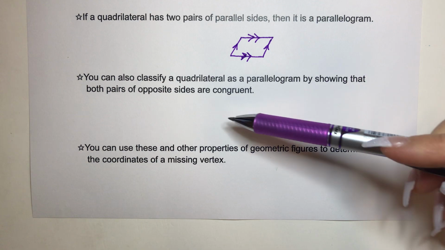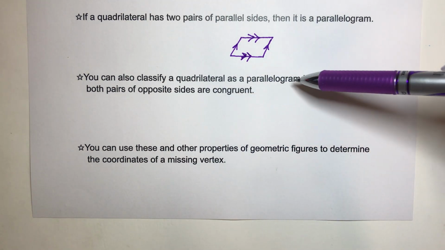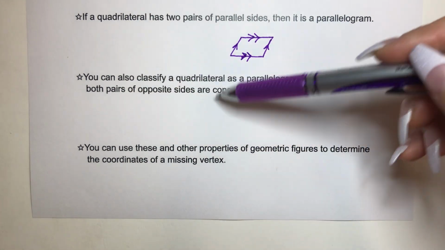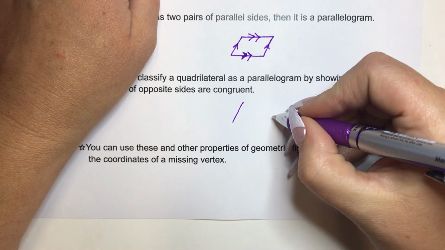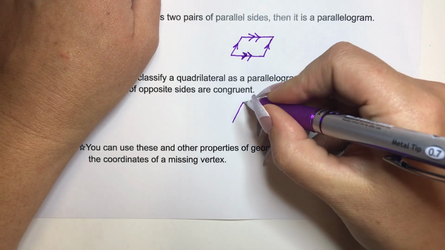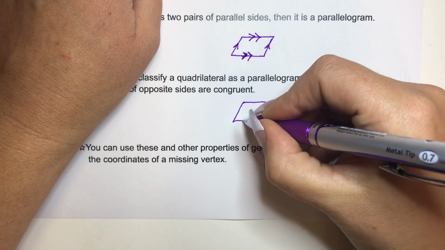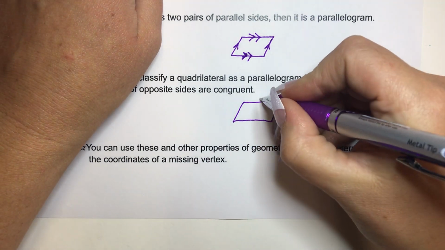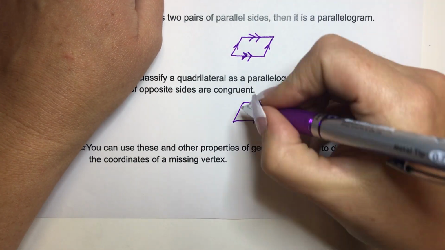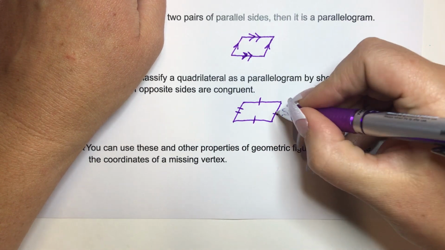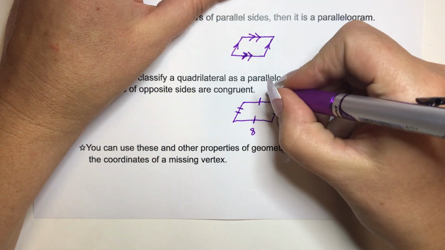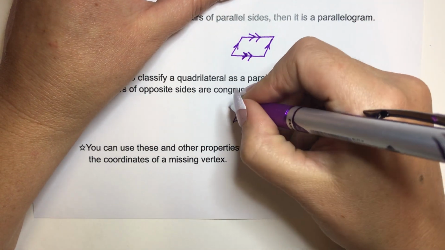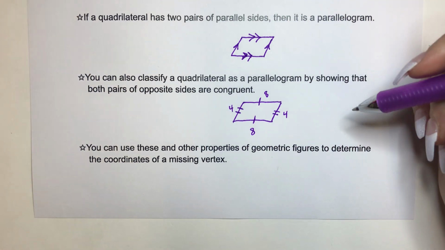You can also classify a quadrilateral, a four-sided figure, as a parallelogram by showing that both pairs of opposite sides are congruent. So if you show that you have a quadrilateral that has the opposite sides congruent, so this side is congruent to that one, and this side is congruent to this side, then it is saying that it can also be a parallelogram. So if this was like 8, and this was 8, and this was 4, and that was 4, right? That would also be a parallelogram.